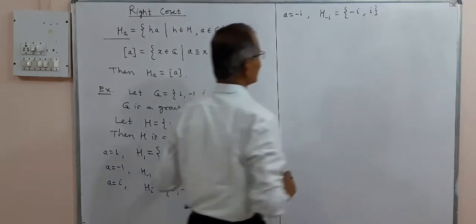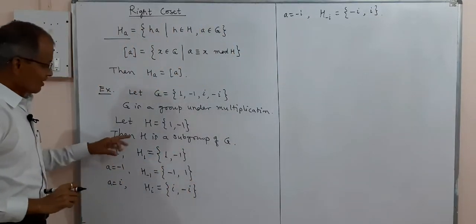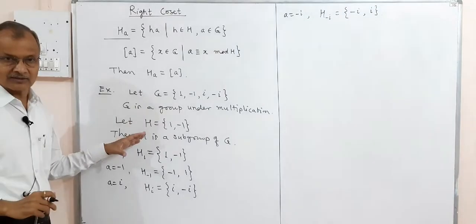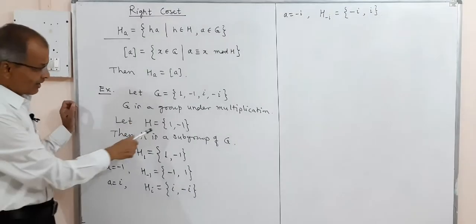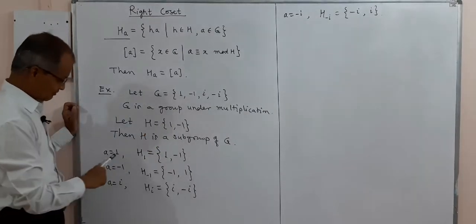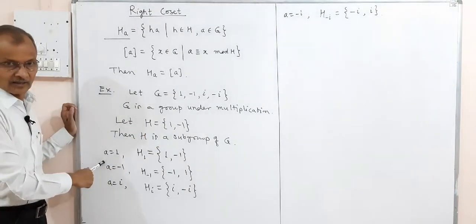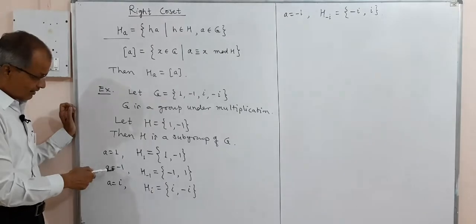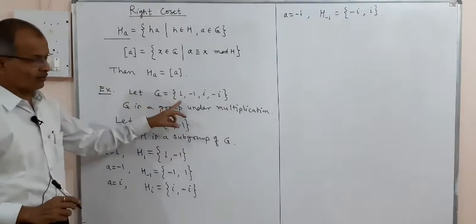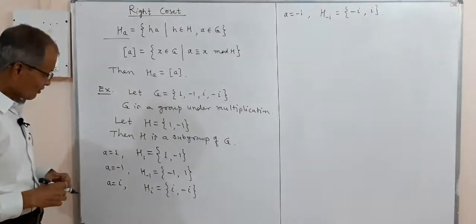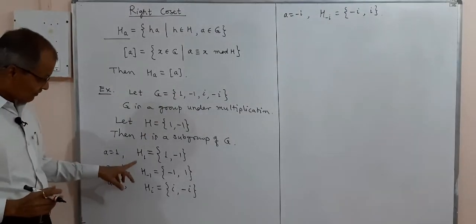So thus these are the right cosets of H in G. So the meaning is simple. To form a right coset of H in G, we have to multiply each element of H by a fixed number a. That gives the right coset, and thus we have formed 4 right cosets because there are 4 elements in G. Now we observe these right cosets.